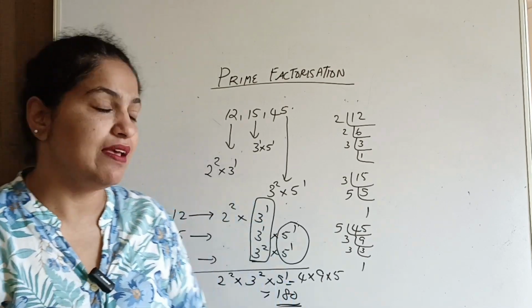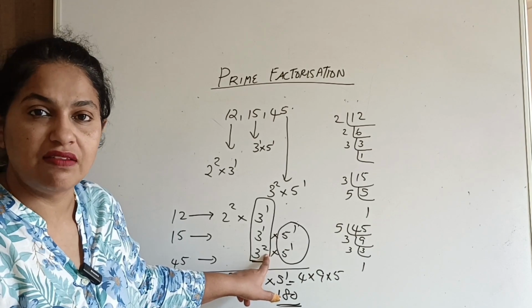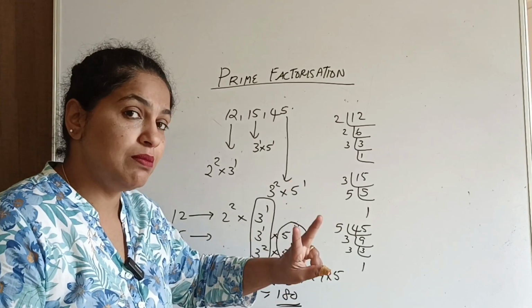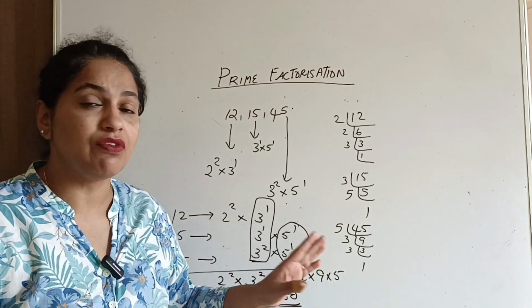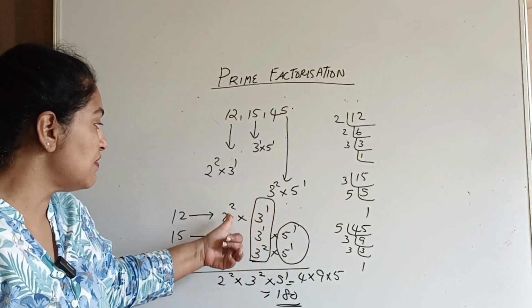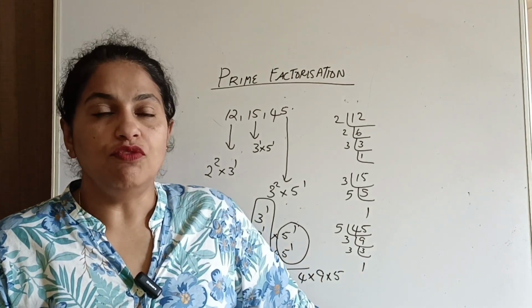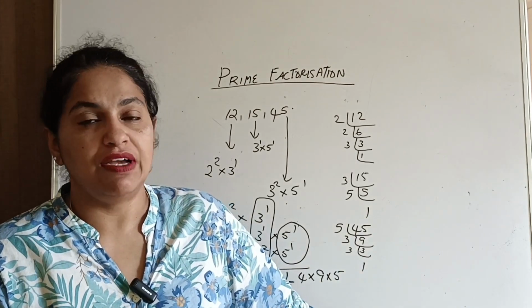So in this case, 3 was common to all the three numbers. So I took 3 square, which was the highest power. 5 was common to two numbers. Both are of the same power. So I didn't have to change anything or had a choice in picking out. In this case, 2 was there only for one number. I have taken it out. This is how you do prime factorization in order to find LCM.